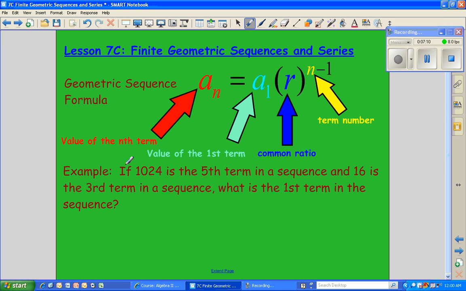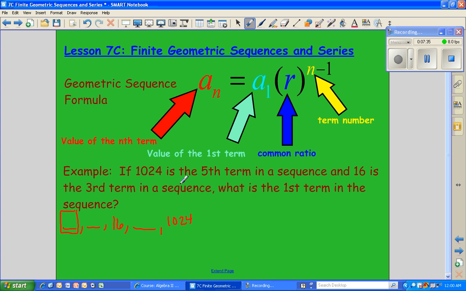All right, let's look at this example. We're going to continue to use our formula. If 1,024 is the 5th term in a sequence, so we have 1, 2, 16 is the 3rd term. Don't know what this one is. 1024. We want to know what is the first term in the sequence.